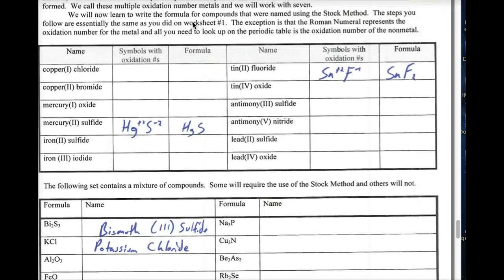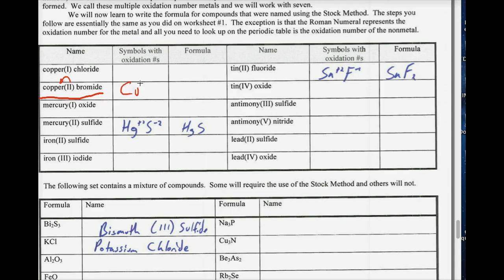Now, we do that with the stock method. And the stock method is just a way of showing the charge of the metal with a Roman numeral. The Roman numeral does not go to the bromine in this example here. It goes to the copper. It's the copper's charge. We already know bromine's charge. It's always -1. Copper is actually variable. It can be +1 or +2. They're specifically saying copper in this case is +2.